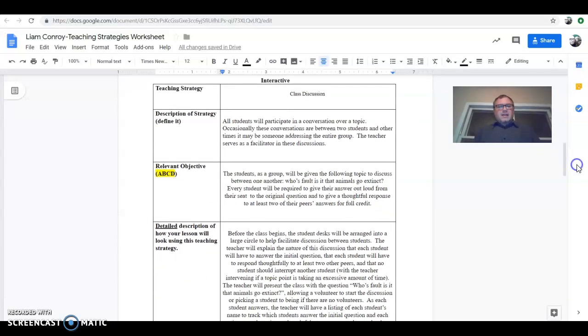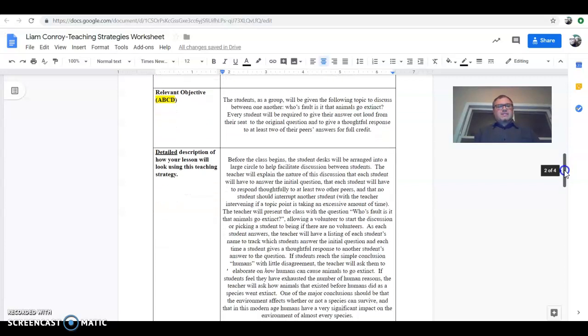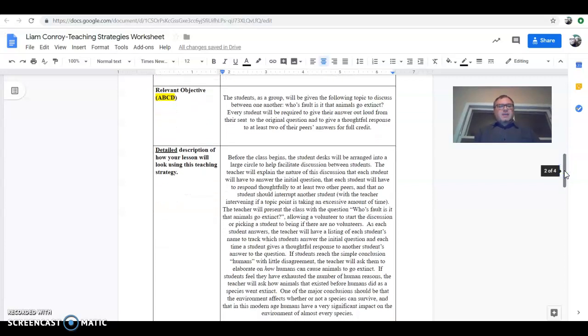Then for the interactive strategy, I talked about doing a class discussion. This is one that I've had kind of happen spontaneously sometimes, but with this particular one, I chose to arrange the desks prior to the actual assignment to help facilitate the discussion a little bit more. And I know with discussions that I've had in the past, I've definitely been a lot more involved. And I would be interested to see how my students would perform with one where I was more of a facilitator and less of a direct influence on the conversation.